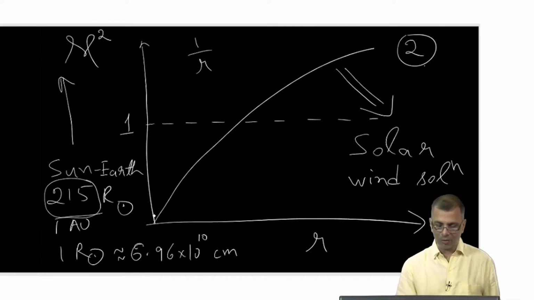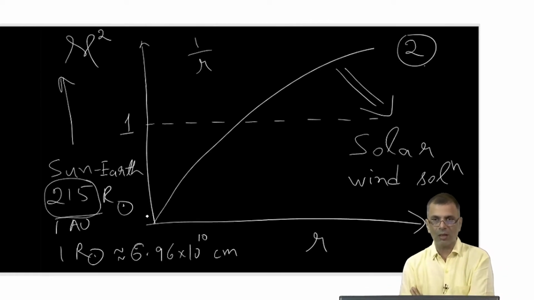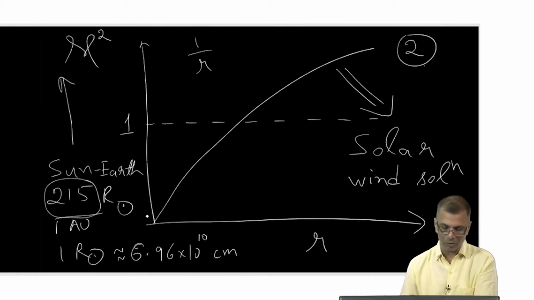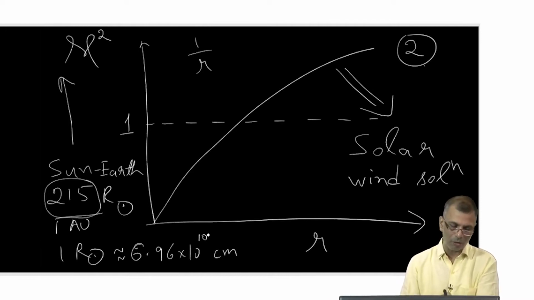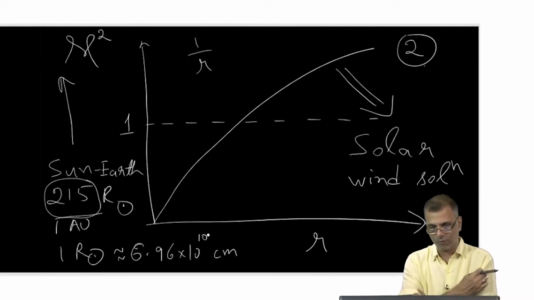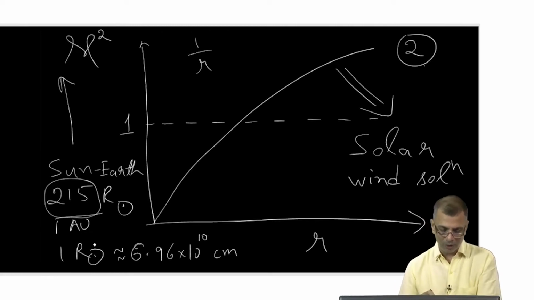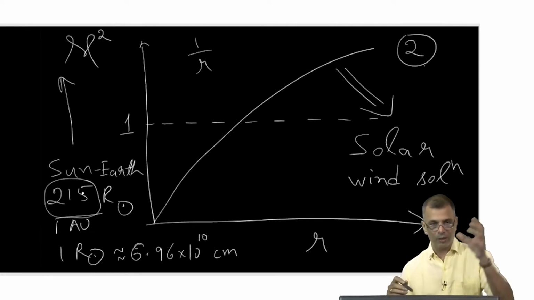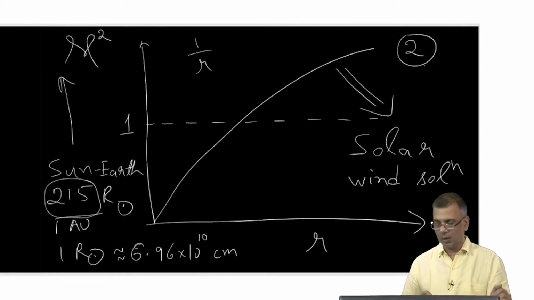Just to tell you that 1 solar radius is really very small, even in the context of the inner solar system, although it's 6.96 times 10 raised to 10 centimeters, so it's quite large. And lots and lots of earths would fit very easily into the sun. But by way of distances in the solar system, it's really quite small, because 215 suns could fit in between the sun and the earth. Okay, so that's the kind of picture, and those are the kinds of numbers you should have in your mind while looking at this x-axis.